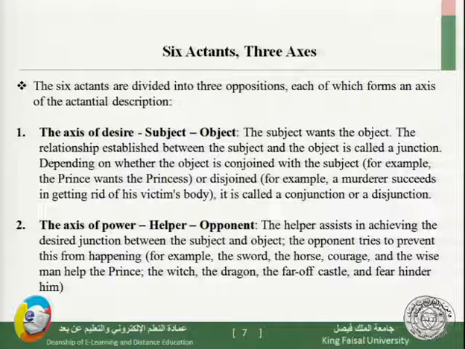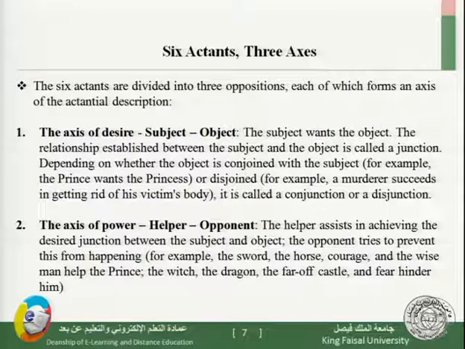What does the subject desire? The subject desires the object. The subject wants the object. The relationship established between the subject and the object is called what? Junction. The subject wants the object. Depending on whether the object is conjoined with the subject, for example, a princess. If a prince wants a princess, they're conjoined, brought together in marriage. Or disjoined. For example, the subject has a dead body he wants to get rid of. So the subject wants the object. What's the object? It's to get rid of a dead body. This is a relationship of disjunction, right?